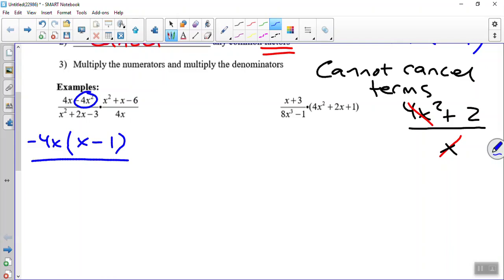Okay, now we're just factoring trinomials. All right, so you've got x plus 3, x minus 1, that's on the bottom. Let's factor top right: x plus 3, x minus 2.